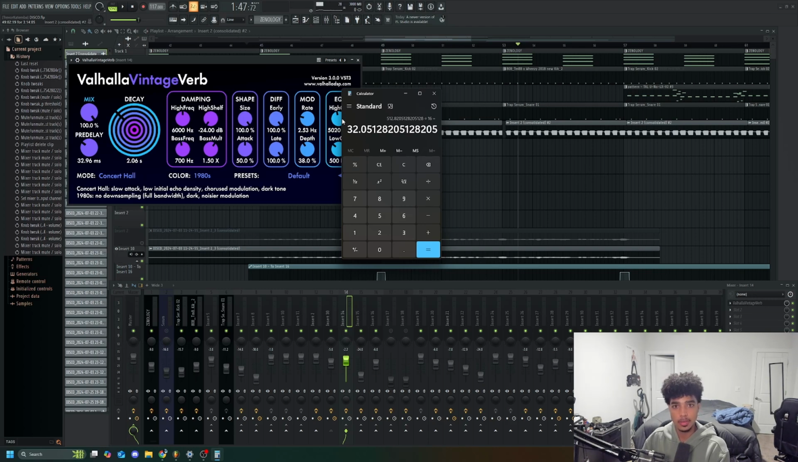So this is the baseline for our pre-delay, right? This means that whenever the vocal is sung, it'll wait 32 milliseconds and then it will activate the reverb. For our decay, we will just multiply this by maybe 32. Cool. We have 1 second multiplied by 2 for 2 seconds. So 2.05 seconds, right?